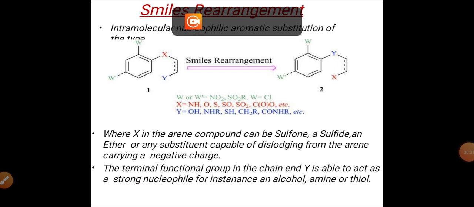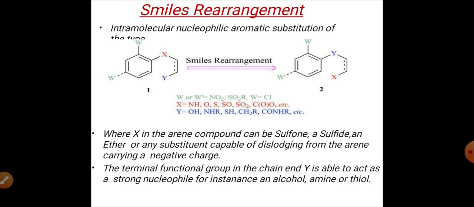Dear students, yesterday we discussed some reactions, the SRN1 mechanism and the factors affecting the rate of aromatic nucleophilic substitution reaction. On the same sequence, today we are going to discuss two more reactions, the Smiles rearrangement and the next one, the Sommelet-Hauser rearrangement.